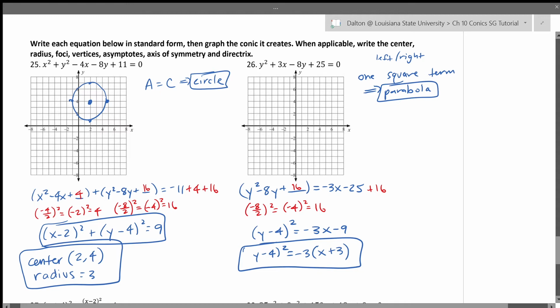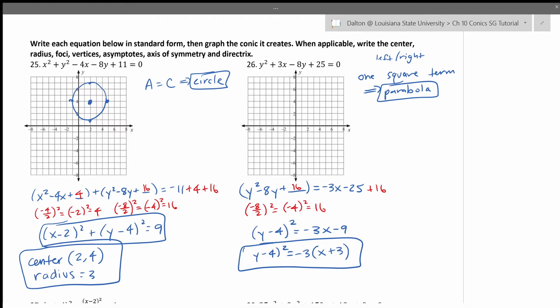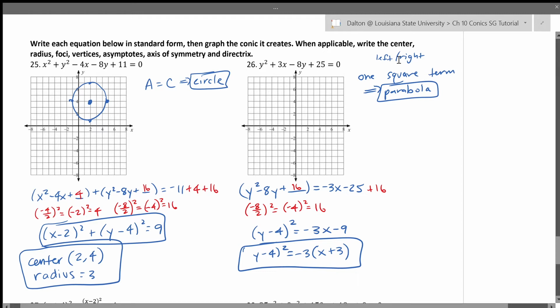And then from here, I can start to go ahead and figure out my information. The easiest thing, so let's say when applicable, write the center. We don't have a center point or radius. We do have foci, vertices, asymptotes. No asymptotes. We'll have an axis of symmetry and directrix.